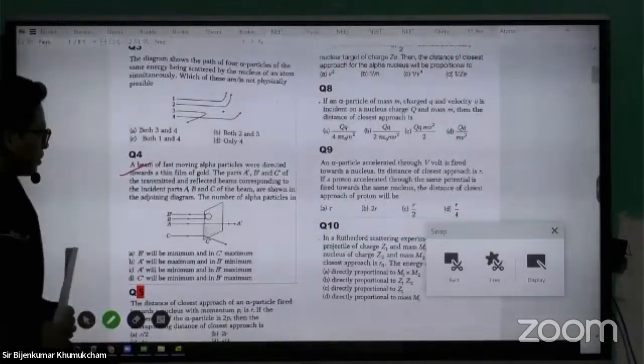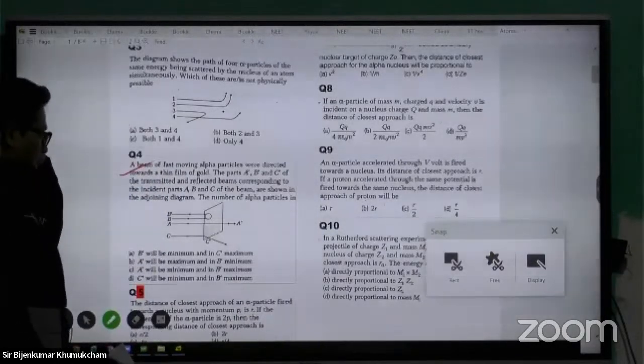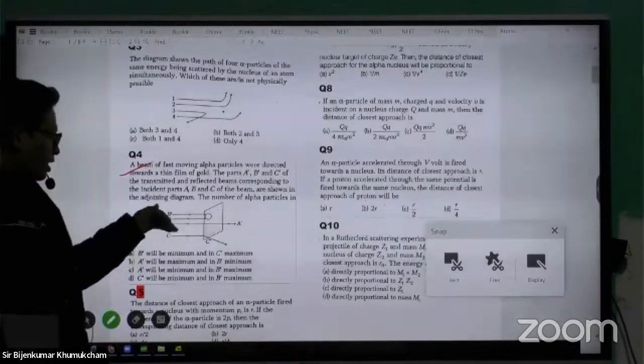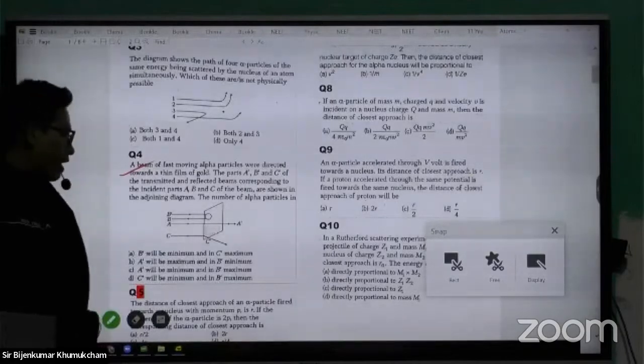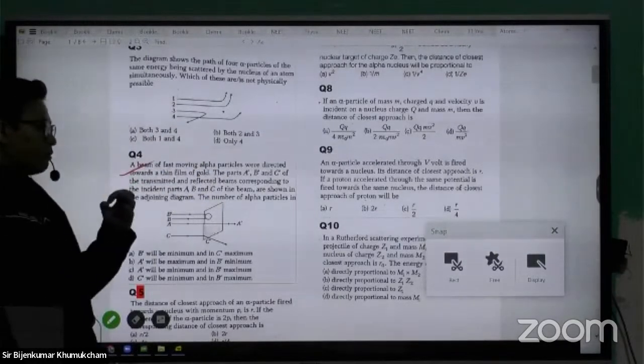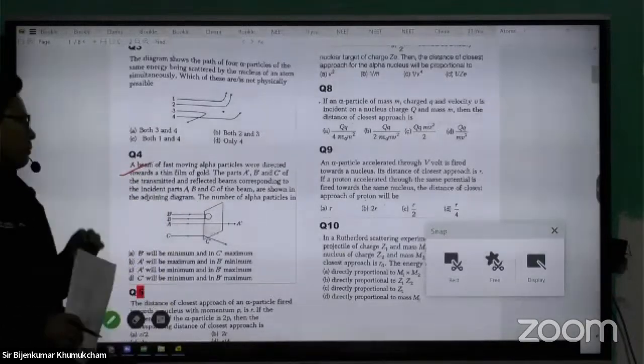Question number 4. Theory: a fast moving beam of alpha particles is fired at a gold foil, and the detector is placed at A, B, C, D. Which one will have the highest value, over which one will the alpha particles deflect the most?